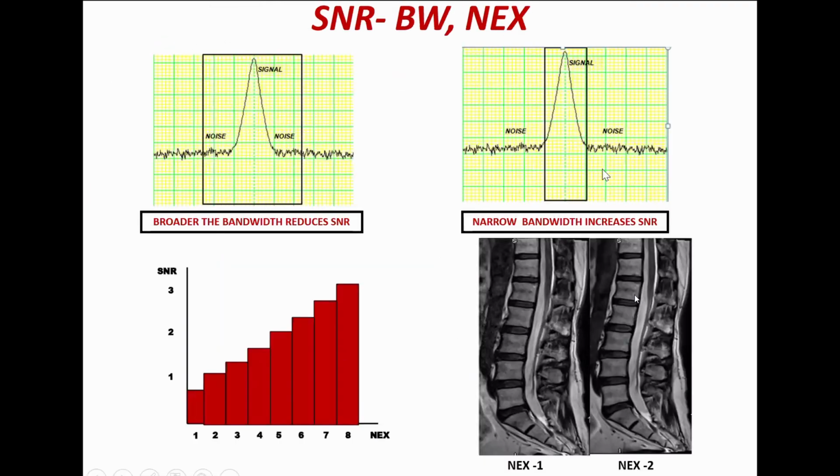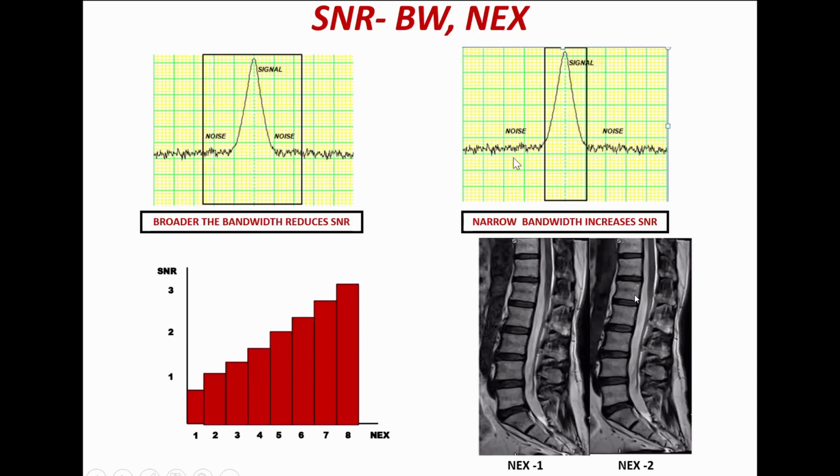And then the last two parameters will be your bandwidth and your number of excitations. Now look at this image, okay? In this image, you have a broader bandwidth, and you have good signal, but at the same time, you also have noise here. Compared to the noise in the first image and here, you can see the noise is considerably less.